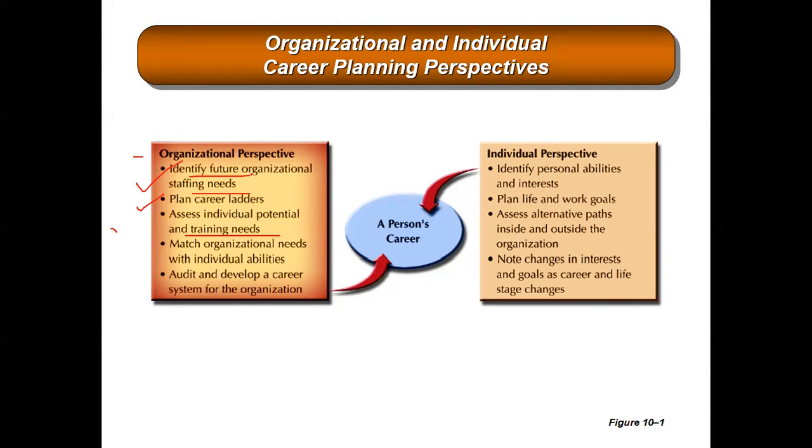Audit and develop a career system for the organization, wherein they can map the career system for the organization and fit the organizational employee into that. Whereas when we talk from the individual perspective, it helps to identify the individual abilities and interest. What is the interest area of the individual employee? Accordingly, he plans his work goal. He assesses the alternative paths; if it is inside, it will be great for him within the organization, but if not within the organization, definitely he will hunt for it outside. Note changes in interest and goals as career and life stage changes.